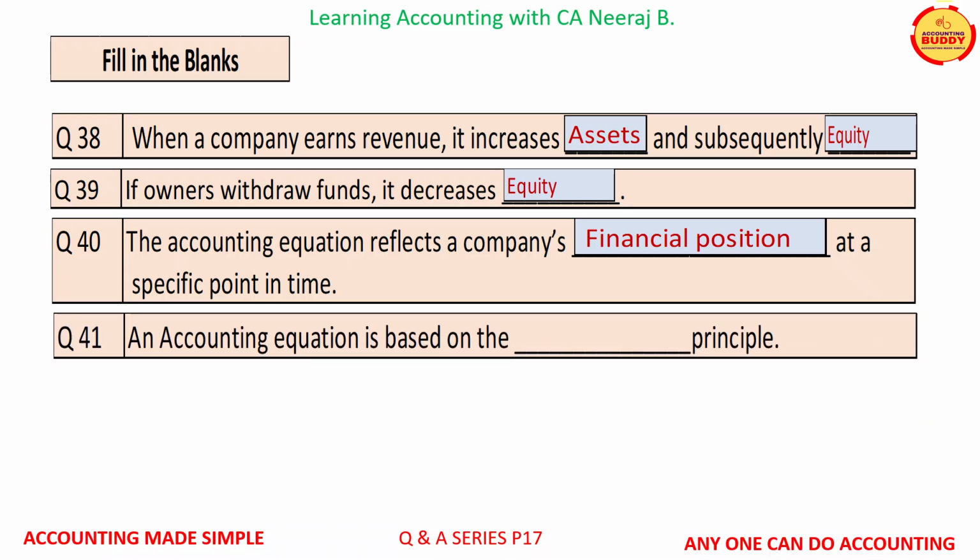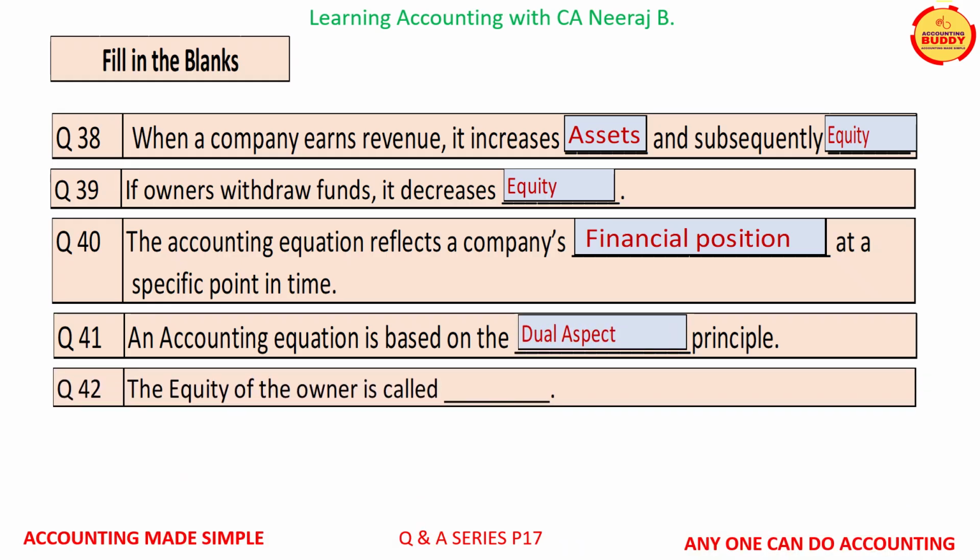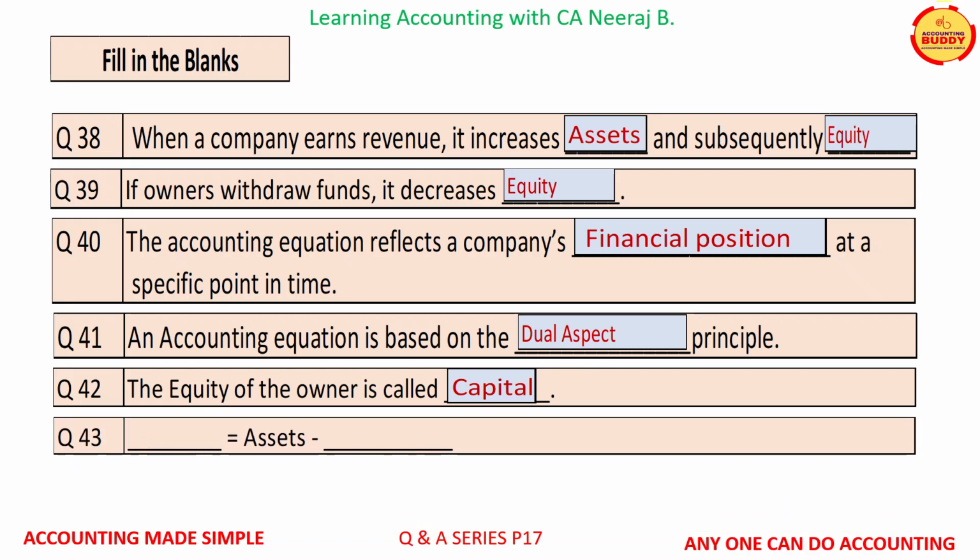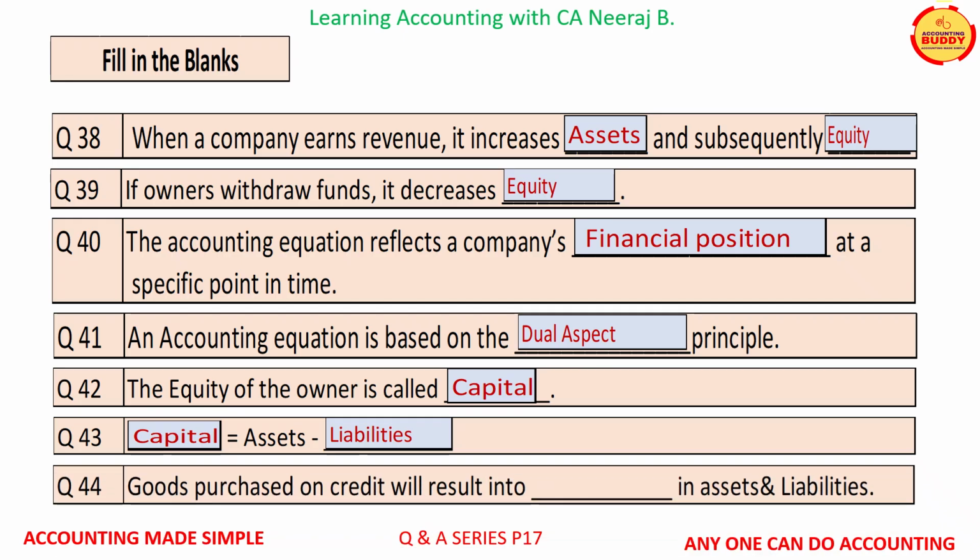Question number 41, an accounting equation is based on the dash principle. The answer is dual aspect principle. Question number 42, the equity of the owner is called dash. The answer is capital. Question number 43, dash is equal to assets minus dash. The answer is capital is equal to assets minus liabilities. Question number 44, goods purchased on credit will result into dash in assets and liabilities. The answer is increase.